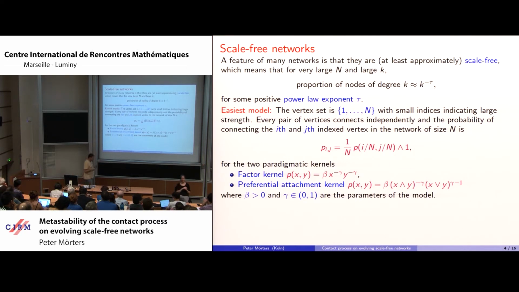So this is a recursively defined graph model, and if you look at the probability of connecting the ith created and the jth created vertex, you have a connection probability of the form given here: some constant multiple, and then the minimum of x and y to the power minus gamma, and the maximum of x and y to the power gamma minus 1.